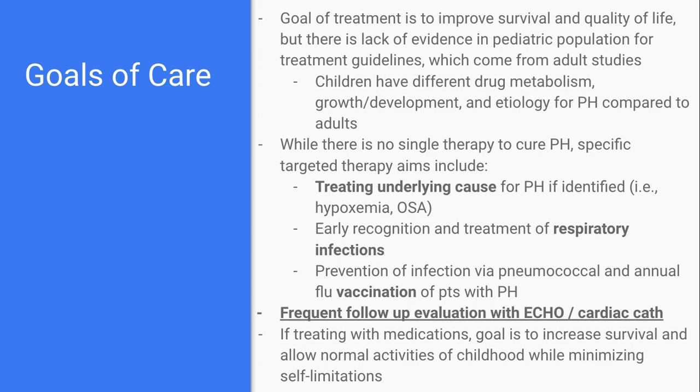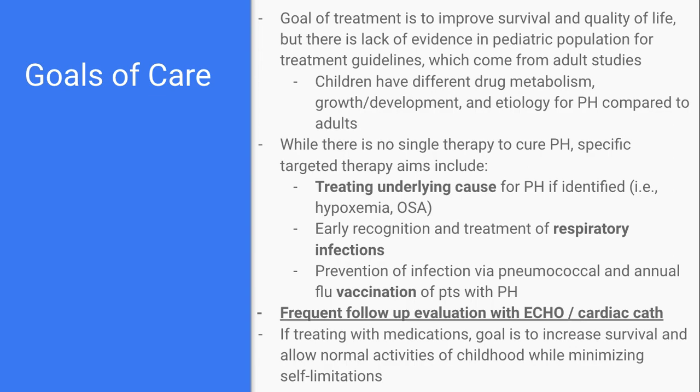Generally, what we want to do is treat the underlying disease. Remember that if you can find the underlying cause for pulmonary hypertension, it is better to treat that. So if they're hypoxemic, you're going to give oxygen. If they have OSA, you can do a tonsillectomy. Also, we should try to recognize and treat respiratory infections early. And prevention is key for these patients.